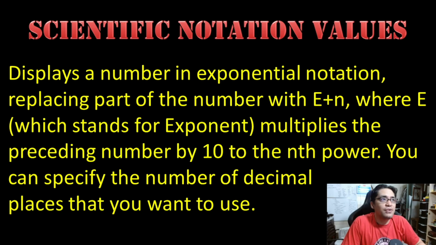Scientific notation values displays a number in exponential notation, replacing part of the number with e plus n, where e, which stands for exponent, multiplies the preceding number by 10 to the nth power. You can specify the number of decimal places that you want to use.